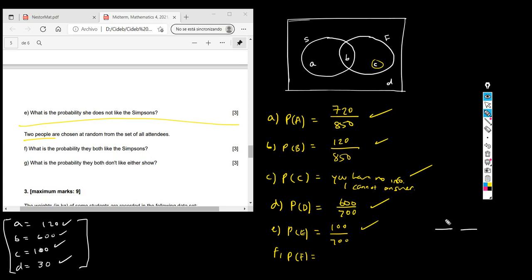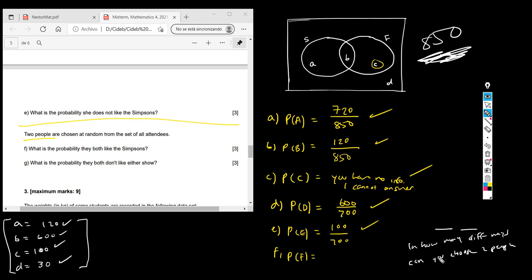You're gonna choose two people from the set of 850 attendees. In how many different ways can you choose two people from 850 different people? How many different choices of couples do you have?